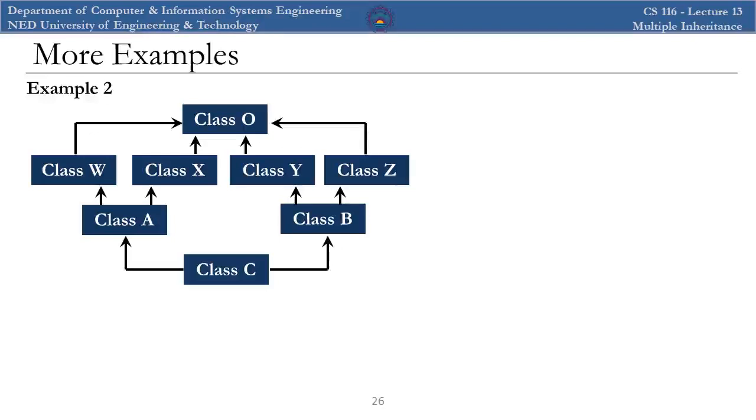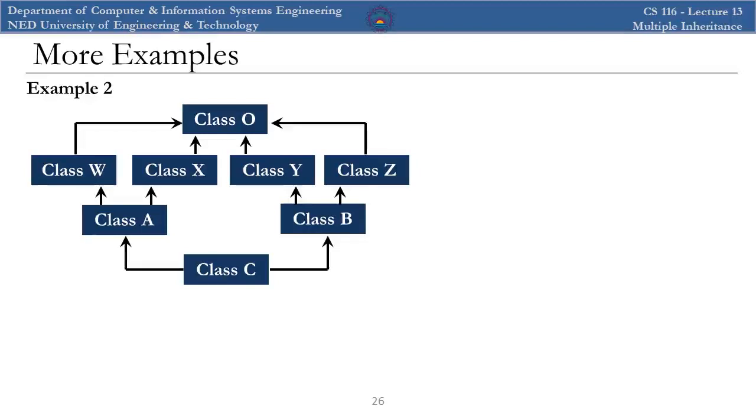Now here, if you see, class A is further branching into class W and X, and class B is also branching into class Y and Z. So if you see this tree up till the first three levels, this is case 2. But after that, they all are inheriting from one class O.